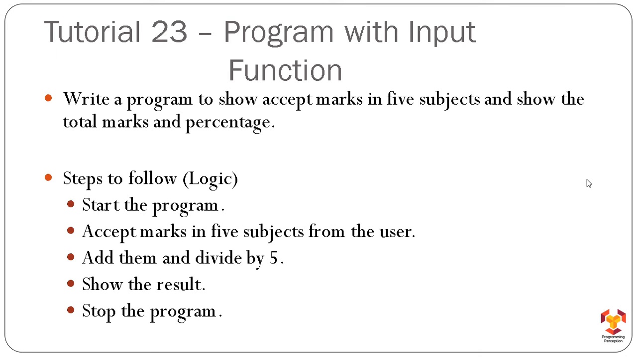So these are the steps that we need to follow to create any such program. First of all, we have to start the program. Then we will accept marks in 5 subjects. Definitely we have to create 5 different variables to accept marks in them. And as we have to accept these marks from the user, definitely we will use a scanf function over there. And then we will add them and divide by 5, assuming that each subject is of maximum 100 marks. So dividing by 5 is equal to dividing by 500 and multiplying by 100. So we are calculating the percentage here and finally we will show the result in form of total marks and percentage. So let's see this program practically.